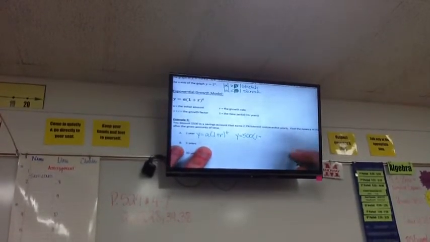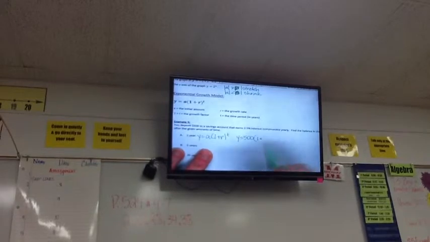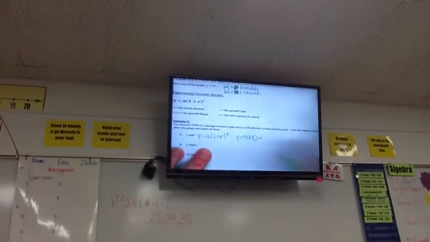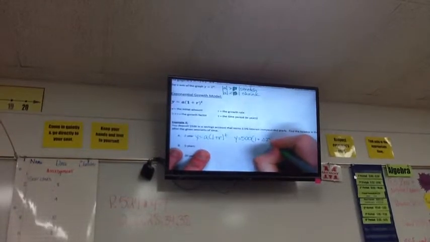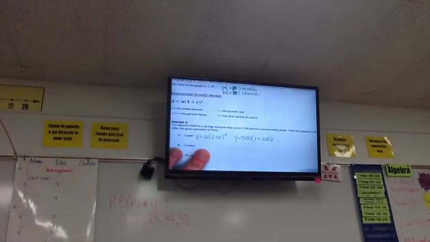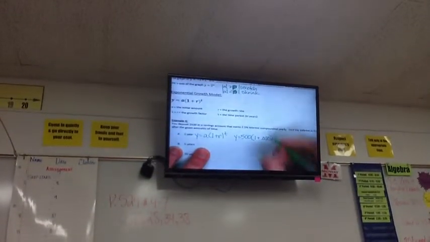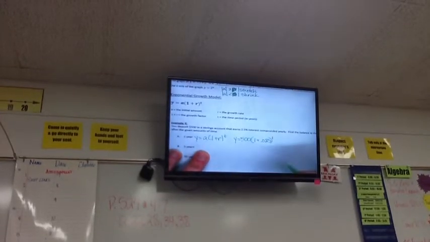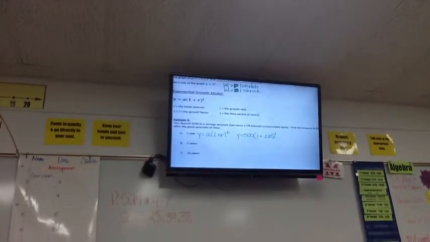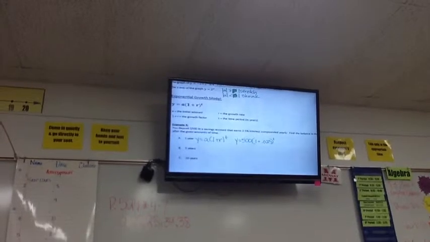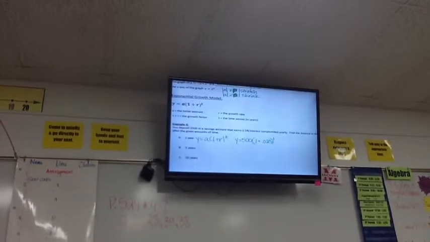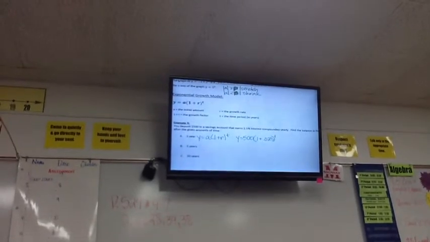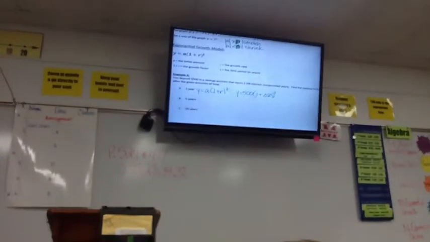2.5 what? Percent. So what do I need to write here? 0.025, because we always change our percent to a decimal. Raised to the power of what? 1. In this case, t is 1 year. Now, if I were you, I would plug that into a calculator, because it would be a very, very difficult task to try to not plug it into a calculator.